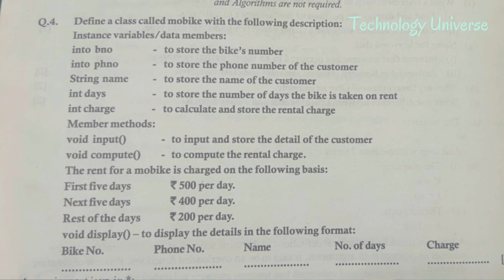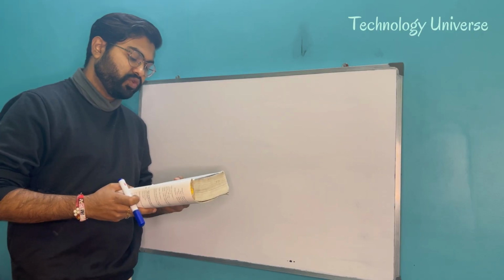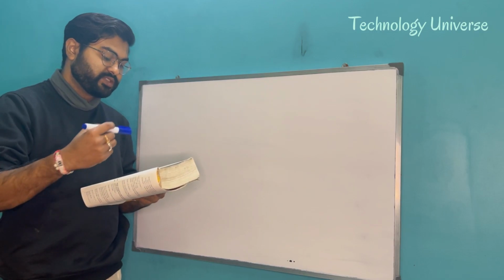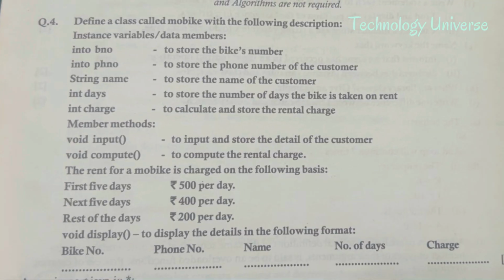So the class name is Mosaic. It is also a descriptive based and a slab calculation problem. So we are having both aspects here. It is a slab calculation and also a description based question. Description based माने इसमें देखिए आप लोग instance variables, member methods ये सब दिया हुआ है.